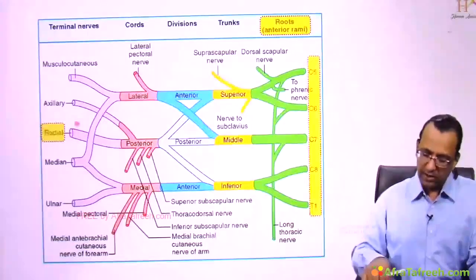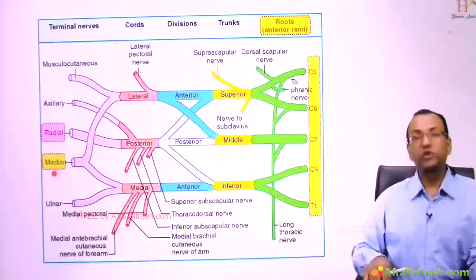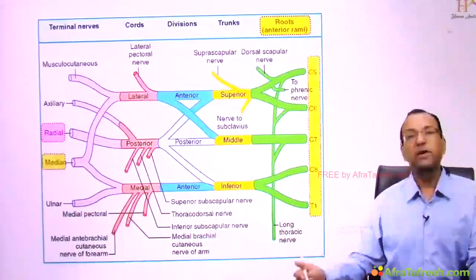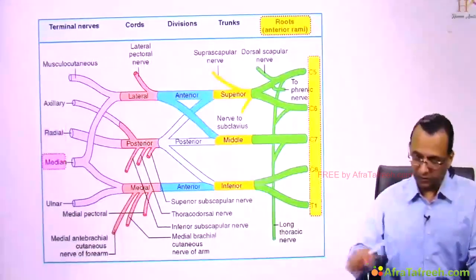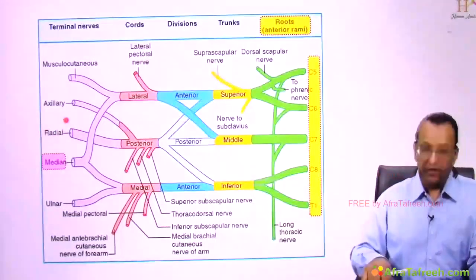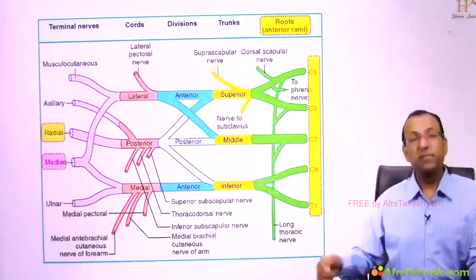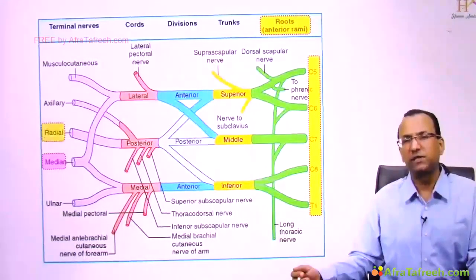And not only the radial nerve, it is also the median nerve. Some books say that even the median nerve has all the 5 root values. But my advice to you is, if a question comes, which nerve has 5 root values, the first answer should be radial nerve. And the next could be the median nerve. So radial nerve has all the 5 root values, even median. But if you have to really choose, radial is the first answer.